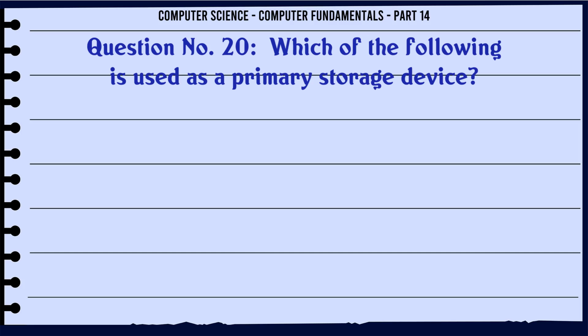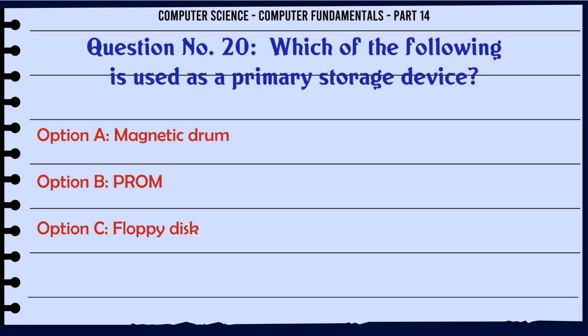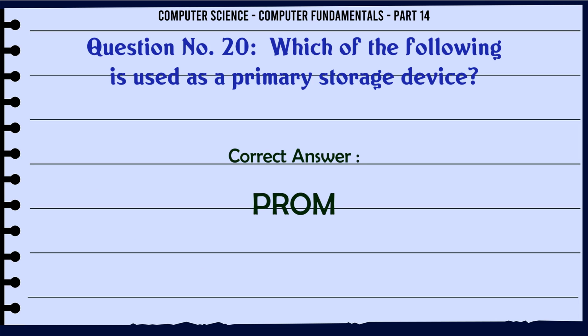Which of the following is used as a primary storage device? A. Magnetic drum, B. PROM, C. Floppy disk, D. All of the above. The correct answer is PROM.